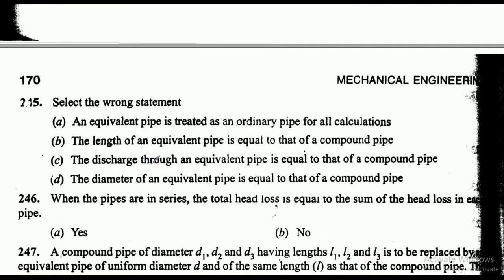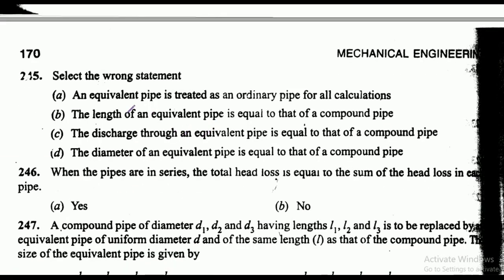Next is select wrong statement. Here friends, statement A is an equivalent pipe is treated as an ordinary pipe for all calculations. Option B is the length of an equivalent pipe is equal to that of a compound pipe. Option C is the discharge through an equivalent pipe is equal to that of a compound pipe. Option D is the diameter of an equivalent pipe is equal to that of a compound pipe. So here friends, correct answer is option D, that is this statement is wrong here.